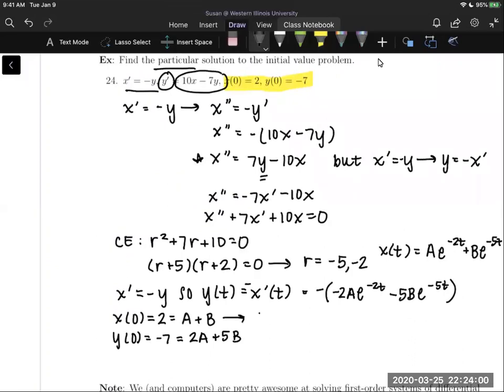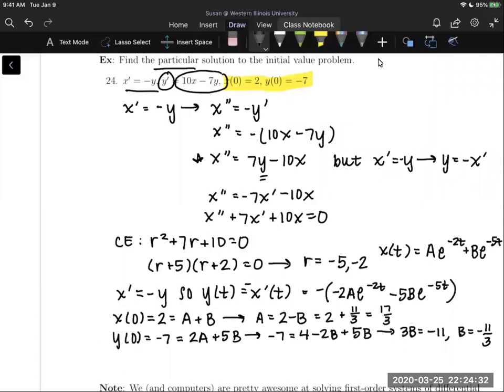I'll just substitute. So a equals 2 minus b. Negative 7 equals 4 minus 2b plus 5b. So 3b equals negative 11. B equals negative 11 thirds. It's an ugly number, but it's a number nonetheless. And a is 2 plus 11 thirds, which would give me 17 thirds.